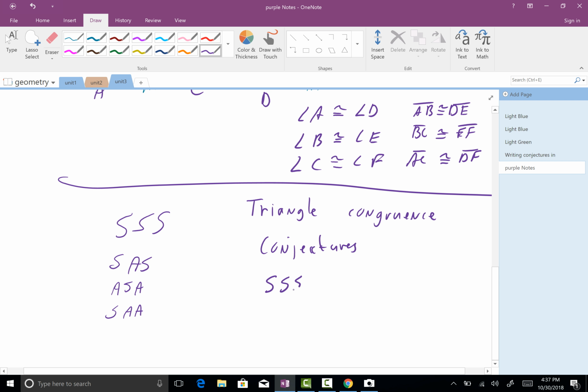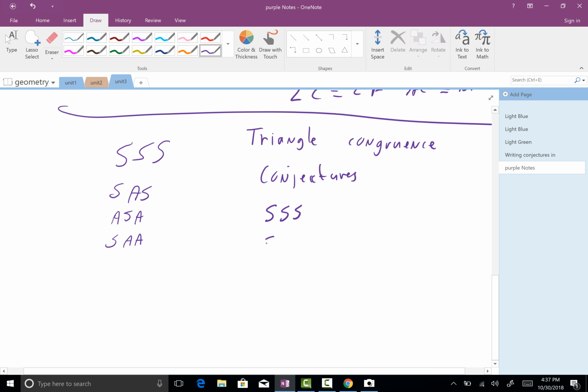Side, side, side; side, angle, side; angle, side, angle; and angle, angle, side. Those are the ones that work, okay? The ones that do not work, remember, were angle, angle, angle. That one's a no. And there's one other combination that we haven't looked at yet.